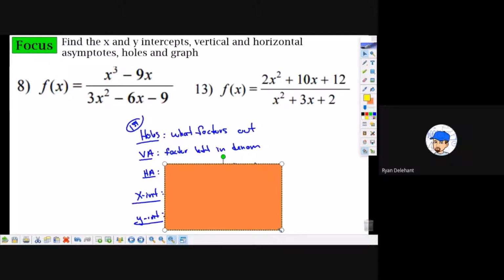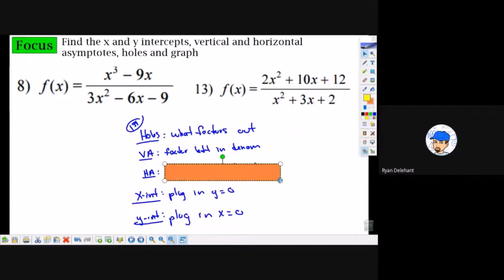X and y intercepts, after you've factored, make the y equal to 0 or the x equal to 0, and then you can solve for the other coordinate of that point. Horizontal asymptote, this is the one that has the rules based on the degrees. If the top is bigger than the bottom, if the bottom is bigger than the top, and different types of asymptotes. We had 3 different types of answers.